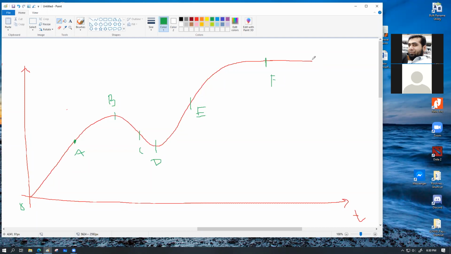From F all the way to the last point, let's say that point is G. So I can say FG is a horizontal line, which proves that the object is moving at constant velocity. Hence, acceleration is 0. We can call this uniform motion. Okay, I'm done with my description part.